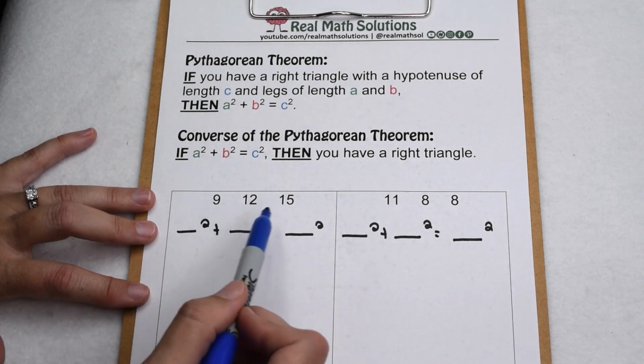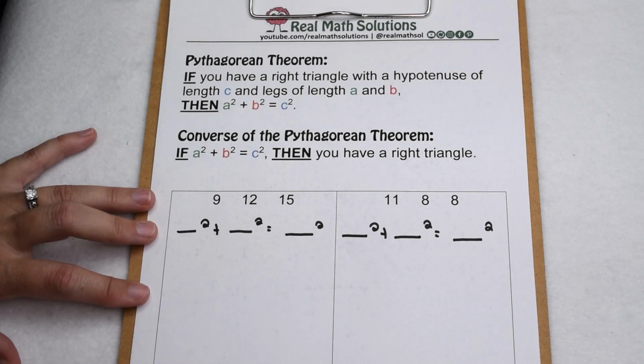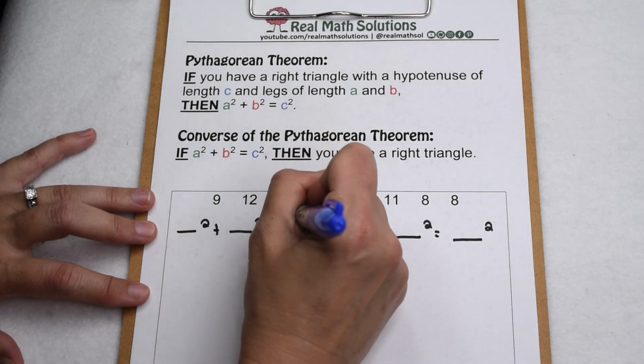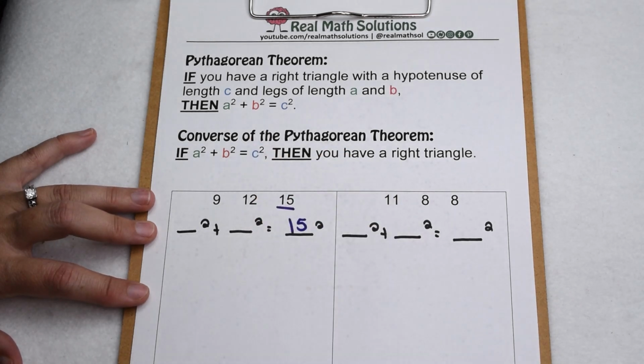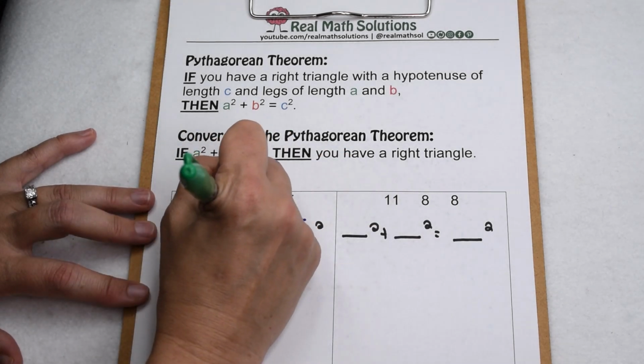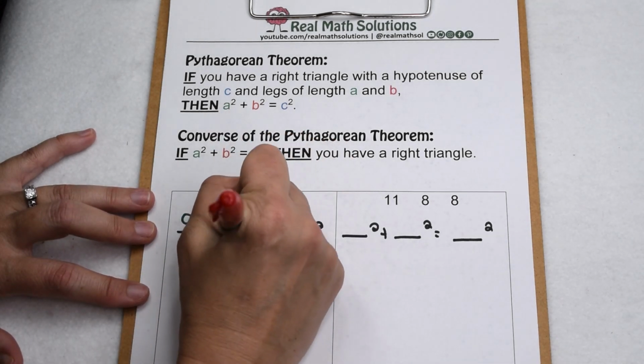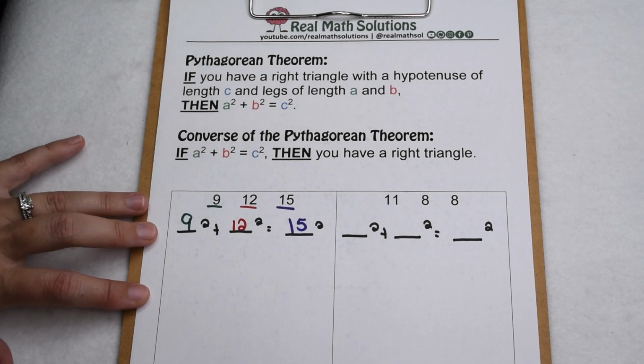So basically, we're going to start with a set of edges, and it's our job to determine if that would make a right triangle. Well, for 9, 12, and 15, we know the hypotenuse is always the longest one, so we're going to fill that in for C. A and B are fairly interchangeable, so we'll just keep that in order. We'll keep 9 as A and 12 as B. So now let's go through and evaluate.